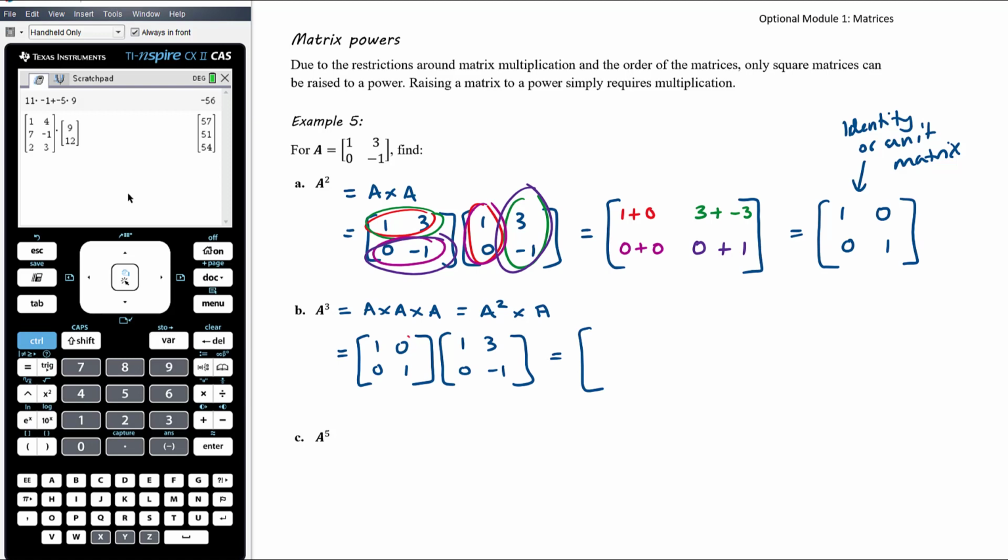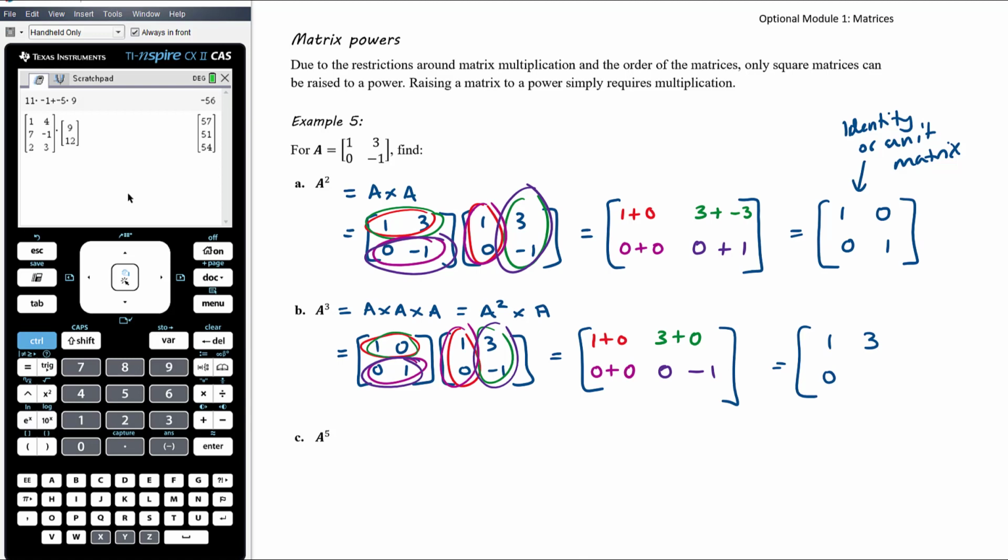Okay, so top row times left column, 1 times 1 is 1, plus 0 times 0 is 0. Top row times right column, 1 times 3 is 3, plus 0 times negative 1 is 0. Bottom row times left column, 0 times 1 is 0, plus 1 times 0, which is 0. And then finally, bottom row times right column is going to be 0 times 3, which is 0, plus 1 times negative 1, which is negative 1. Alright, when we do that, we get 1, 3, 0, negative 1.